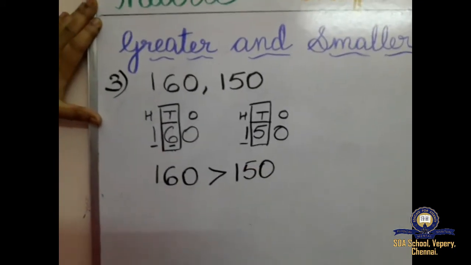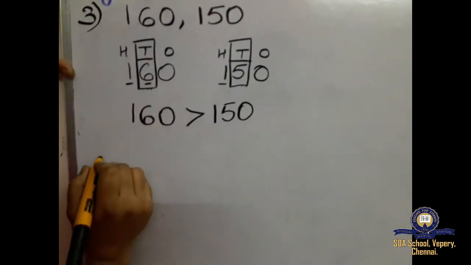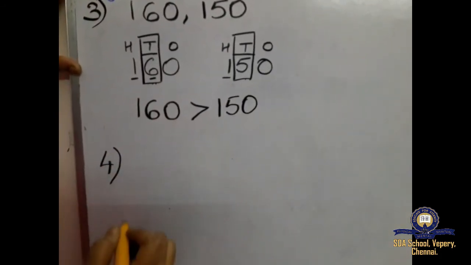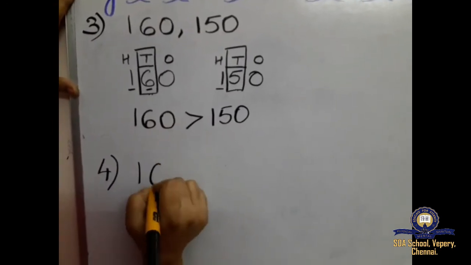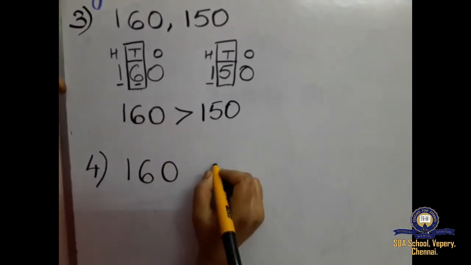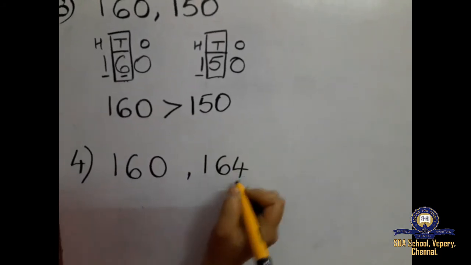In the same way, if in hundreds also the same digit is given, for example 160 and 164.